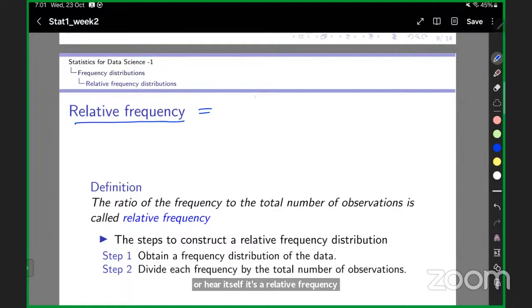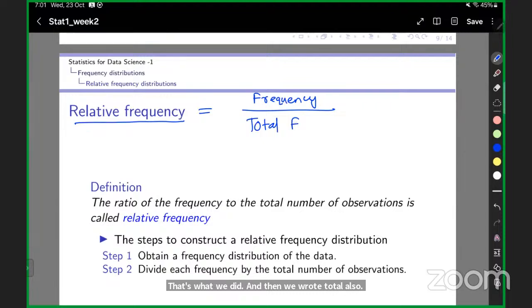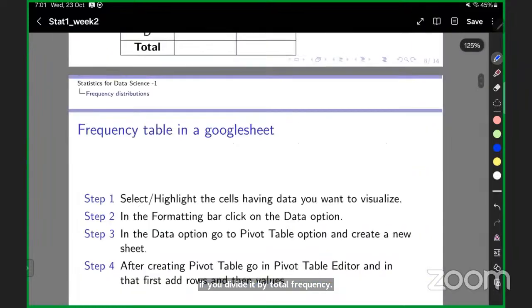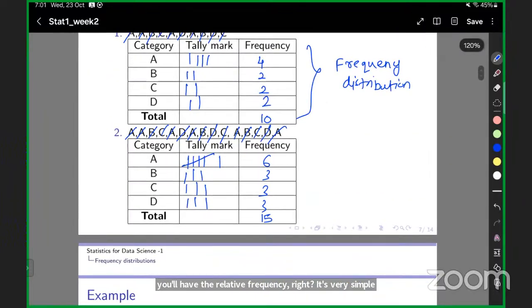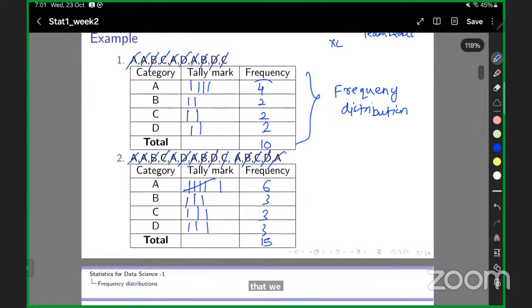So what we'll do is we found frequencies of each category, right? That's what we did, and then we wrote the total also. If you divide each frequency by the total frequency, then you'll have the relative frequency, right? It's very simple. We found all the frequencies, and then we took the total of it.